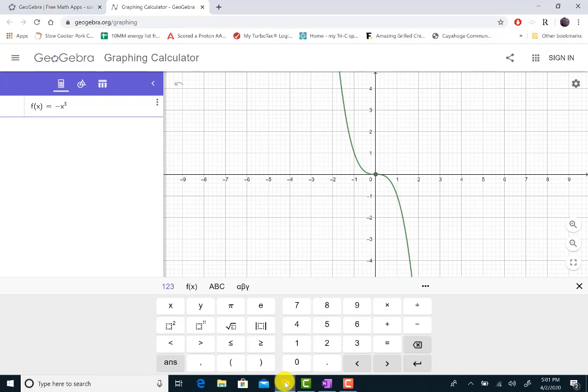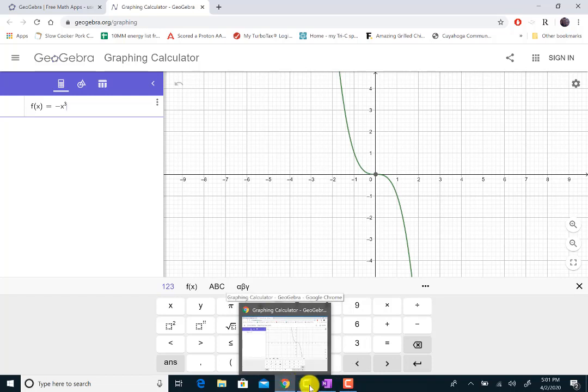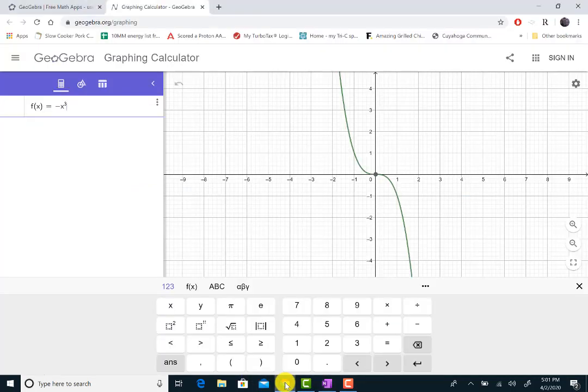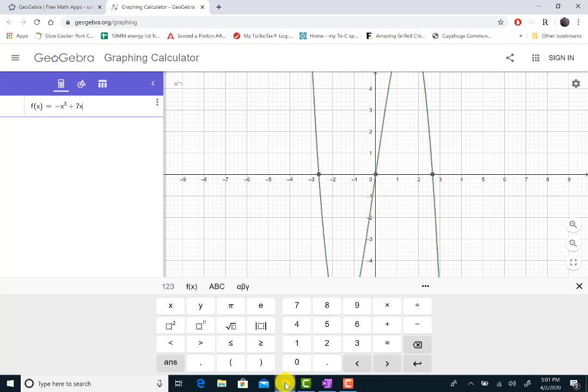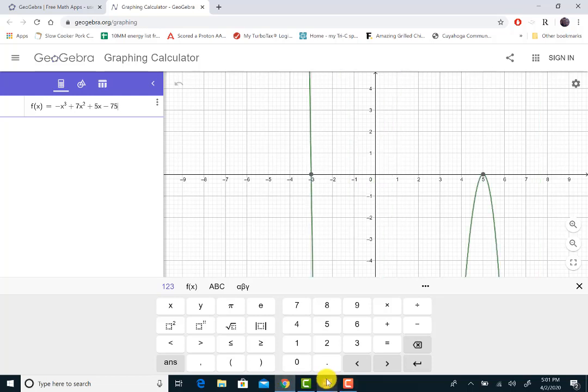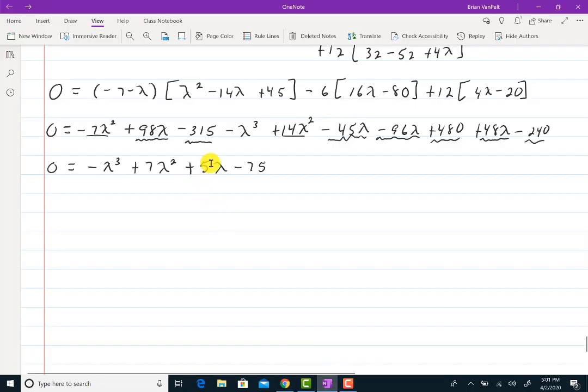And it'll graph as you continue. Use the arrow keys to come back down to the base. And let me see what else I need. I got my x cubed, then I want 7x squared plus 5x minus 75. So just a real quick check to make sure that I put in plus 5x minus 75. It looks good to me.